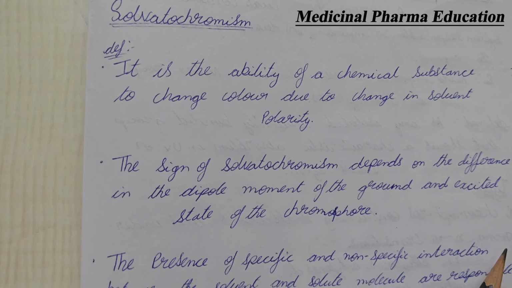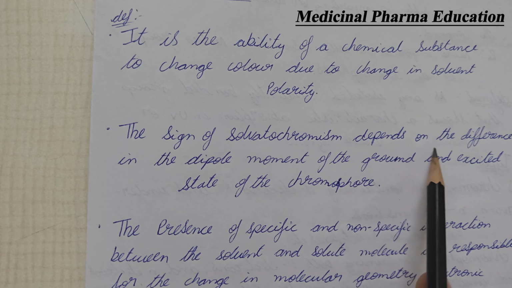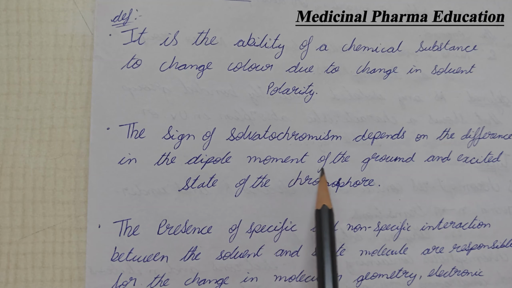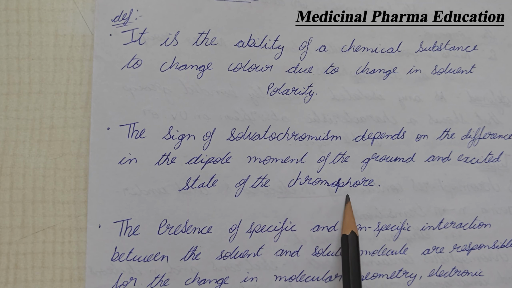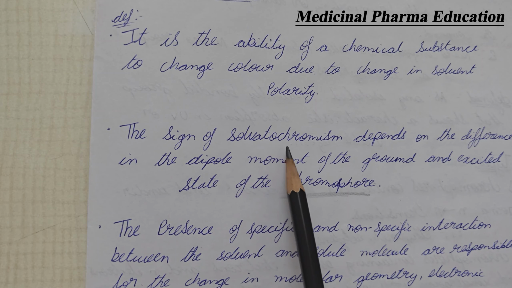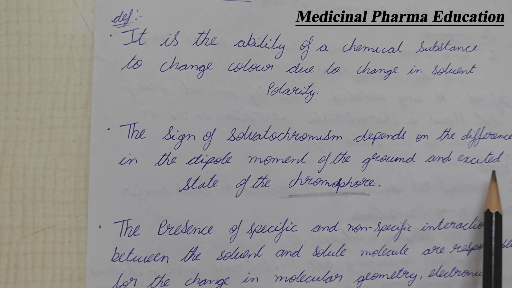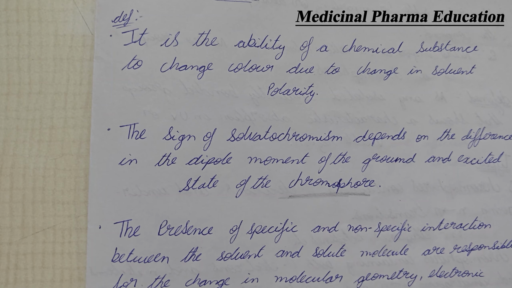Next, the sign of solvatochromism depends upon the differences in the dipole moment of the ground state and the excited state of the chromophore. Chromophore is nothing but the ability of the compound to generate the color.